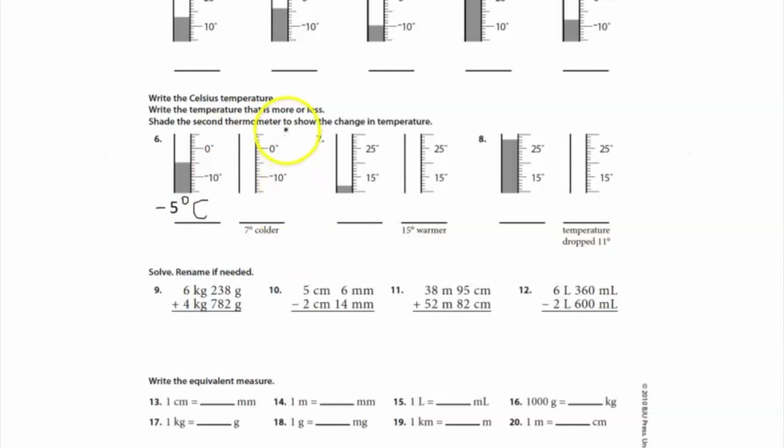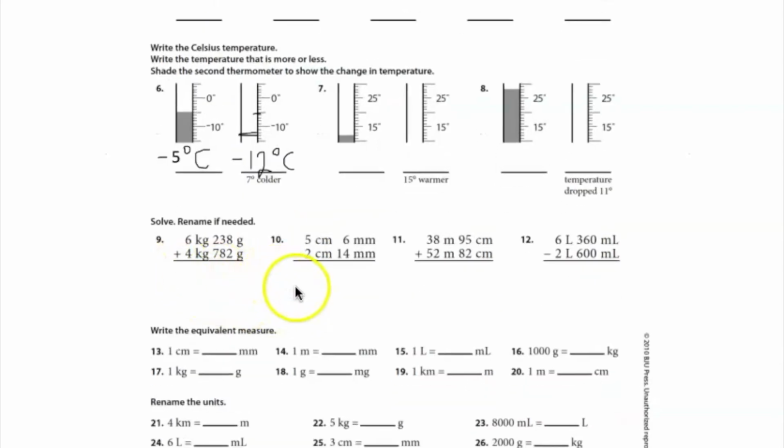Then do I need to go up or go down? We need to go down because it's colder, and from minus 5, I'm going to move 7 down, and it will give me minus 12, because 5 plus 7 is 12, and I'm going to write down my unit here. And don't forget to color your thermometer. Okay, my coloring is not that great, but I know you can do better than me. So please try your best to draw a straight line and color that. Okay, so that's how you do.